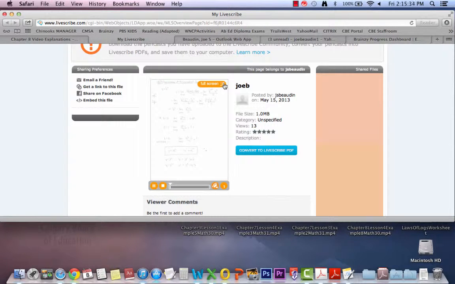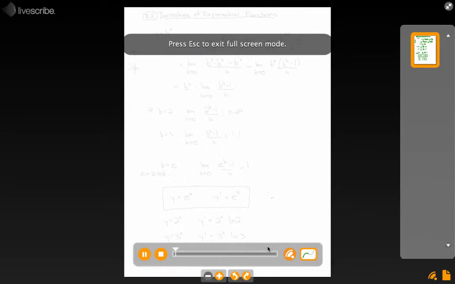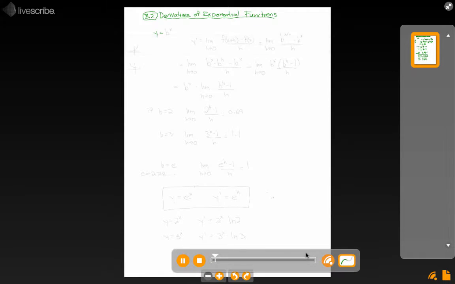This comes out of section 8.2, derivatives of exponential functions. So let's start off with just a general exponential function y equals b to the x. We know that if b is greater than 1, that's exponential increase. If b is between 0 and 1, it's exponential decay or decline.